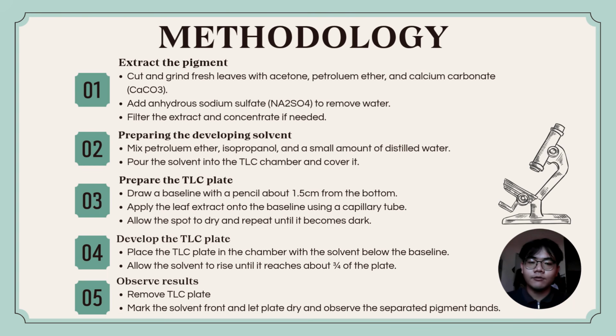isopropanol, and distilled water. A baseline is drawn on the TLC plate, and the leaf extract is carefully applied using a capillary tube. The TLC plate is then placed in the chamber until the solvent rises about 3/4 of the plate. Finally, the plate is removed, dried, and the separated pigment bands are observed.